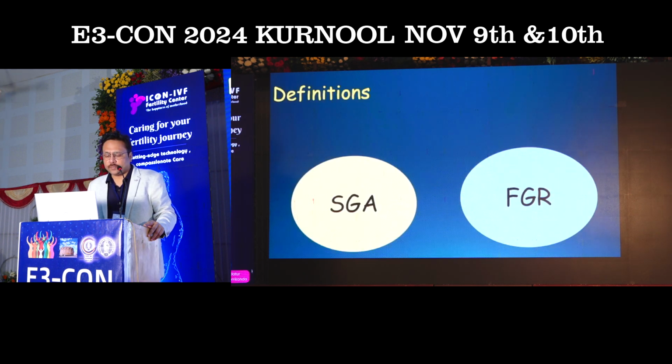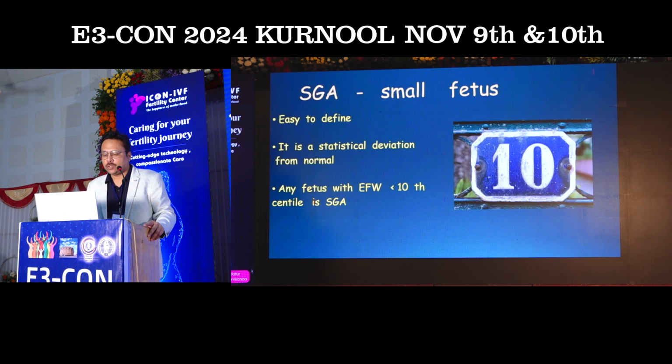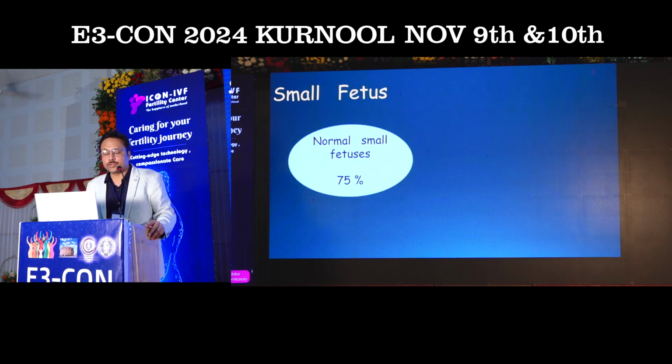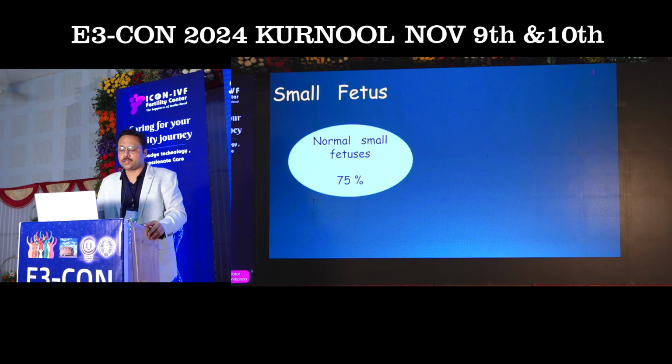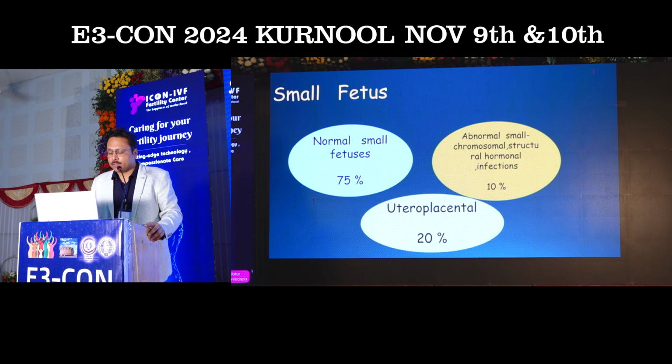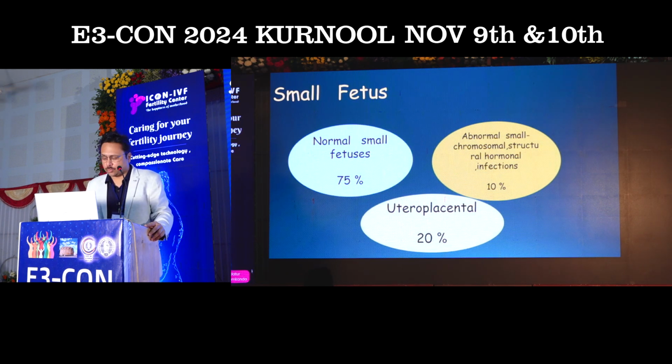So you need to define the difference between SGA and FGR. So SGA is easy to define. It is a statistical deviation from normal. Any fetus with estimated fetal weight less than 10 centile, you can label it as SGA. Is every small fetus FGR? Can you compare Sunil Gavaskar with Joel Garner, or these two players? No, the answer is no, because many are constitutionally small. Almost more than 70% small fetuses are constitutionally small. Many are because of chromosomal or genetic anomalies, because of infections, and many are because of uteroplacental deficiency, and this is the area we are discussing today.